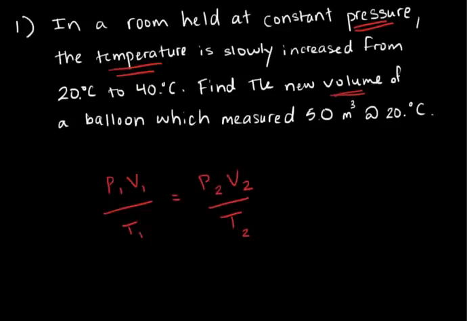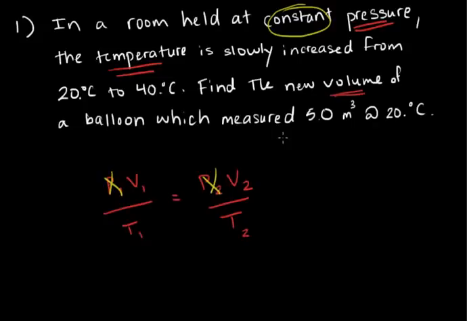And the first thing we're told is that the room is held at constant pressure. And like we just did, we can actually cancel out the pressure on both sides of the equation, because say this is equal to some number, it's going to be equal to the same number over here, and we can just algebraically divide that number out from both sides. Okay, that's well and good.